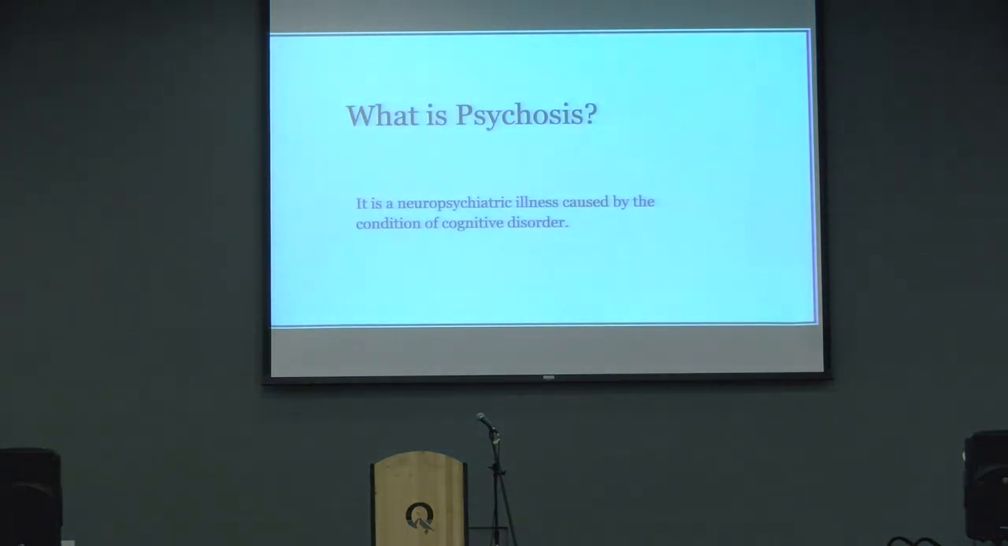Psychosis is a neuropsychiatric illness caused by conditions of cognitive disorder. And so what happens is that there are effects in the brain and disruptions of brain processes and therefore conception of reality. And a psychosis can be triggered by various reasons, including genetic, substance-induced, or environmental stressors. The degree of severity, known as the psychosis continuum, distinguishes what course of action is needed to be taken and is indicated through the symptoms.